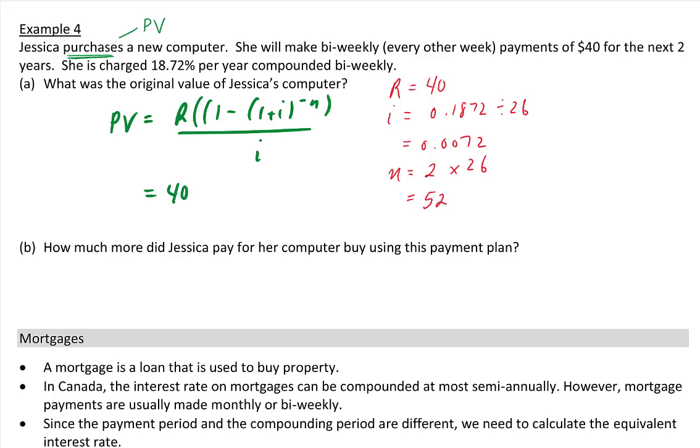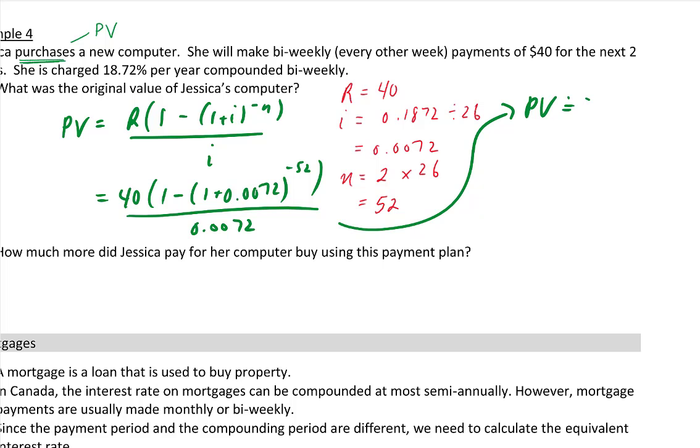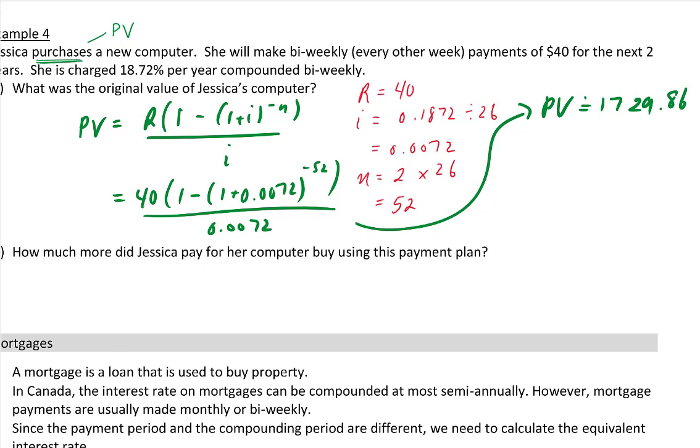So let's sub in our values. So we have 40 times 1 minus 1 plus 0.0072 to the exponent negative 52 all over 0.0072. Using our calculator, we get the value of the computer was $1,729.86.